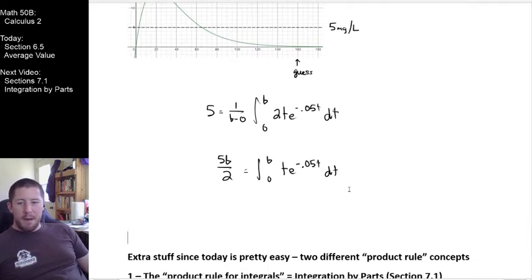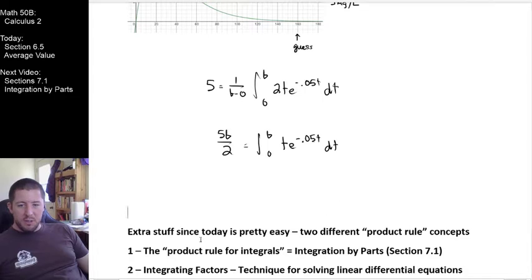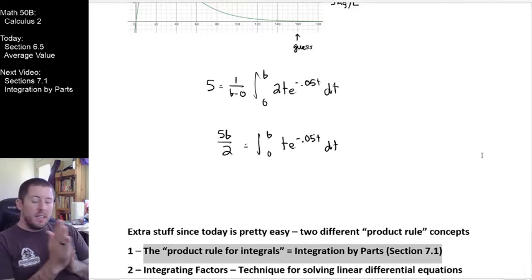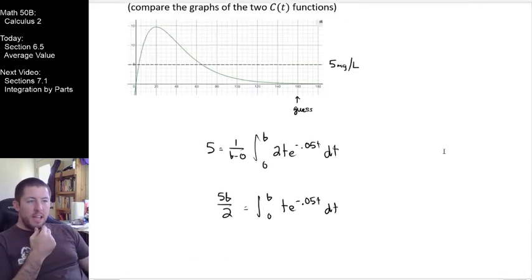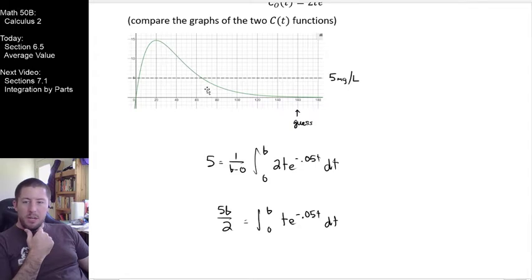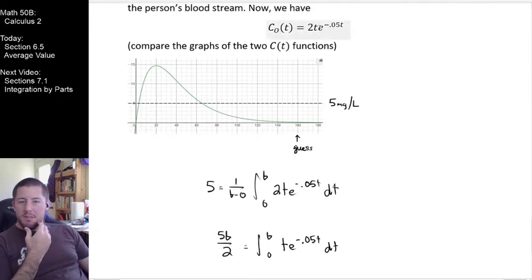I set this up on purpose because this average value stuff isn't too thrilling anyway. So what I want to do is peek ahead to our next video. This is a great function for us to look at. It is a great descriptor of a bunch of different things in biology, including drug concentrations in the blood and stuff like that. But it involves a function that we currently don't have an integration technique for.